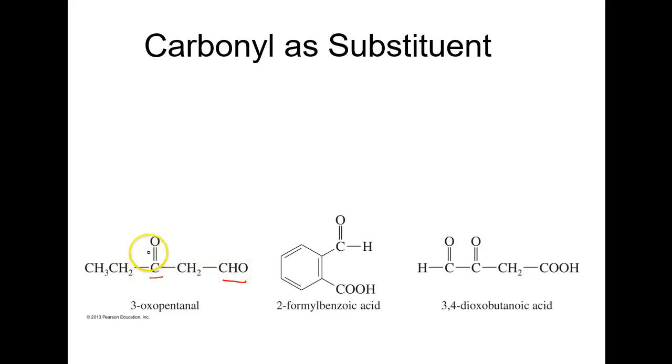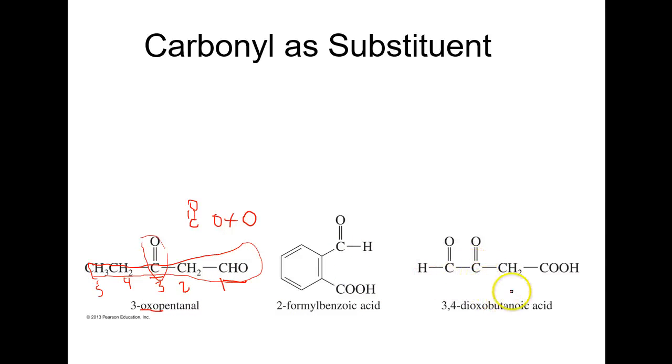So what do we name this? This is now a substituent hanging off of my longest continuous chain. Okay, so this is carbon 1, carbon 2, carbon 3, carbon 4, carbon 5. At the 3, I have an oxo. So carbonyls are called oxos if it's a substituent. Okay. So this is called 3-oxopentanal. All right, let's go to this one.